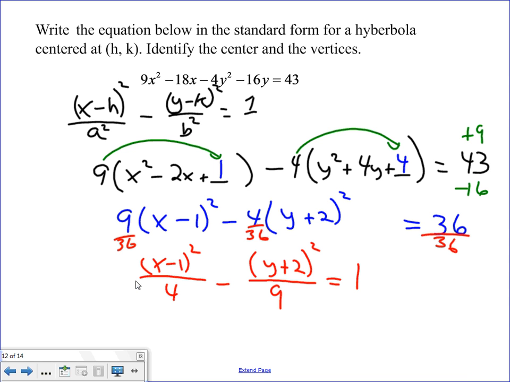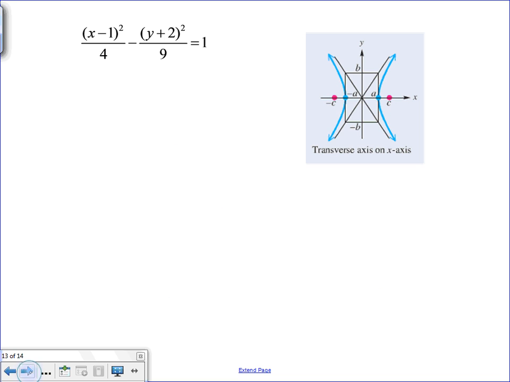Now I can answer the first question, identify the center. The center is going to be at x equals 1 and y equals negative 2. I wrote it here on this one, it looks a little better. So I got the center. That's the equation, all nice and typed up.